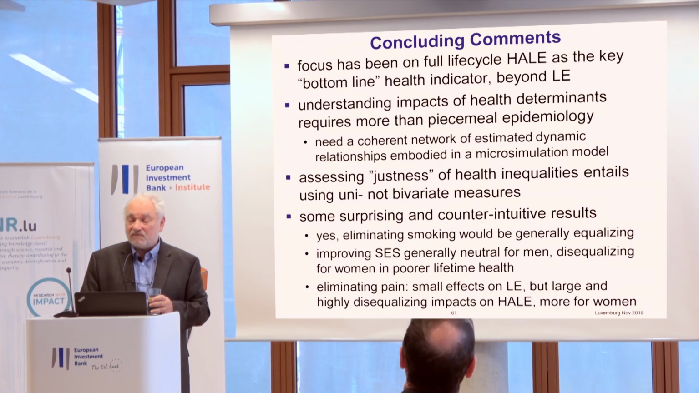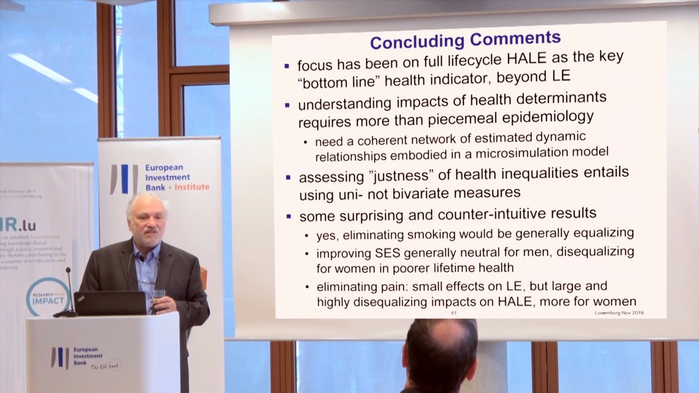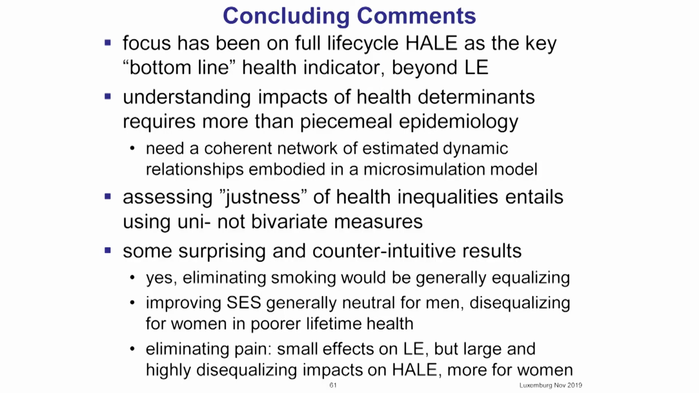So let me conclude, a bit early even. So the focus here has been on the full life cycle health-adjusted life expectancy as the key bottom line health indicator, which, as I hope I've persuaded you, is far more important than conventional and ubiquitous life expectancy. I wouldn't say it's easy to collect cause of death or mortality rates, especially in third world countries, but it is by far the most common health indicator for the population. It's a lousy indicator. It's very misleading.